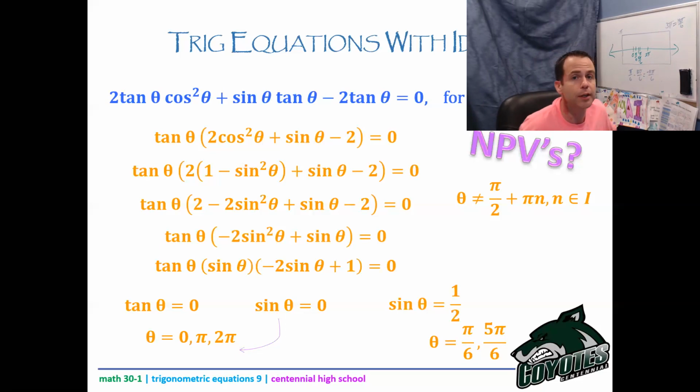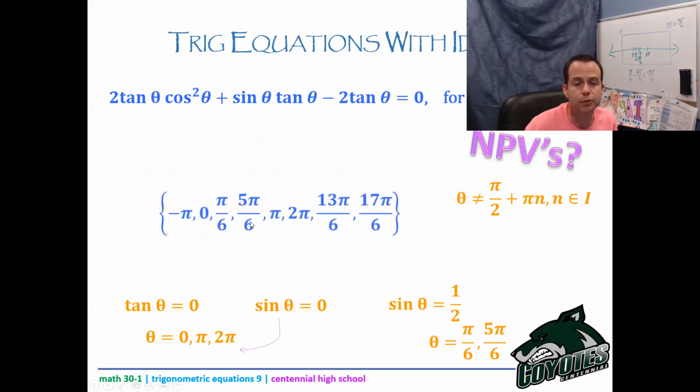The easiest way to do that is to just write it out like that, okay? So my solution set, I've got negative pi, 0, pi over 6, 5 pi over 6, pi, 2 pi, 13 pi over 6, and 17 pi over 6, okay? I don't think I mentioned negative pi. Sorry, that would have been coterminal to pi. When I subtract 2 pi from pi, I'd get to negative pi. That's where negative pi came from, okay? So that's my solution set for that guy.